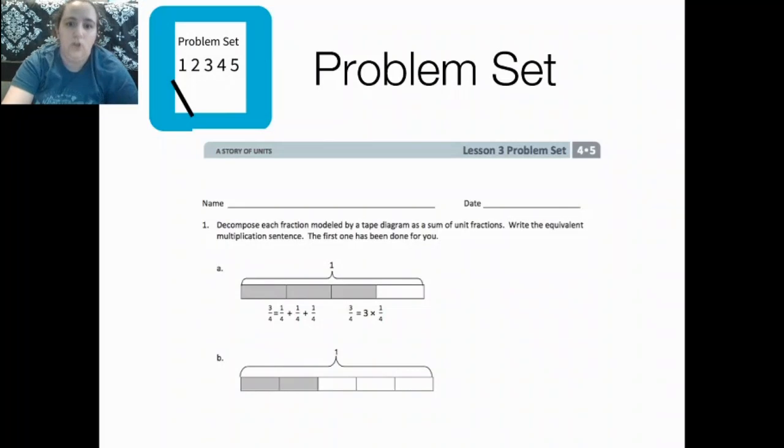Yep. Alright. So when you go onto your problem set, you're going to be doing the exact same thing. You're going to be decomposing each fraction modeled by the tape diagram as a sum of unit fractions. Then it's going to want you to write the equivalent multiplication sentence. So once you get your addition sentence, you need to convert it to your multiplication sentence. And the first one's been done for you, so you can go and look at that as an example, or go back through the problems and check those out. Alright. Good luck.